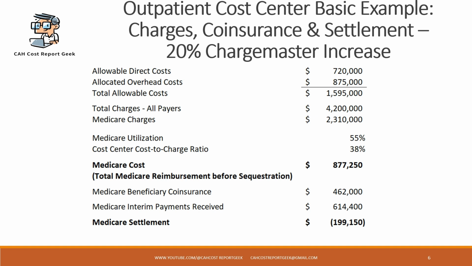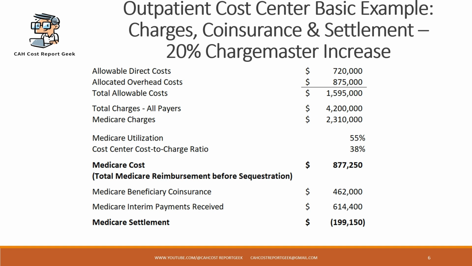Does anything else stand out here? What about the Medicare cost? They are the same in each scenario. The price change results in an increase in interim payments and coinsurance. In other words, it impacts the components of cash flow, but the overall annual impact of the outpatient cost center remains unchanged. Why is that?